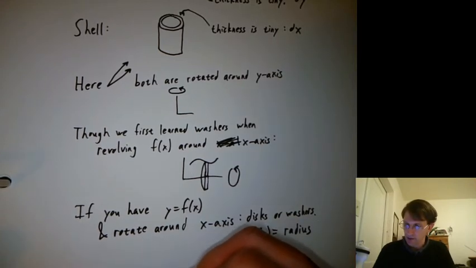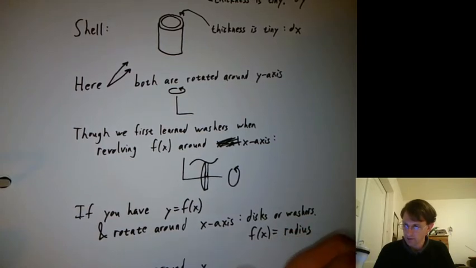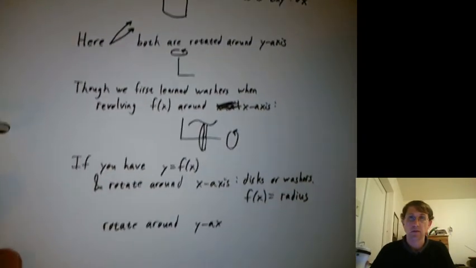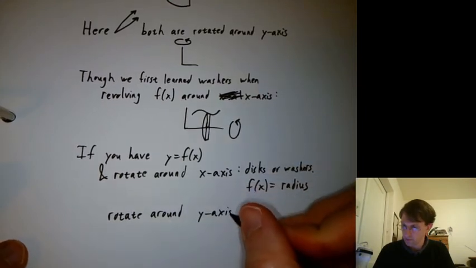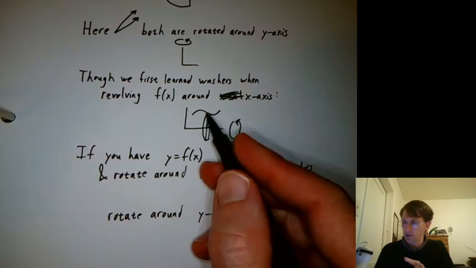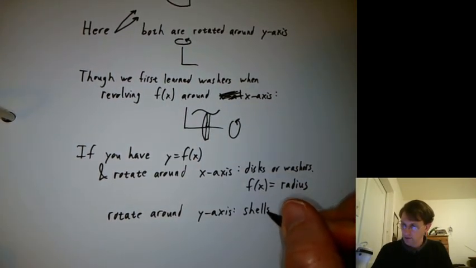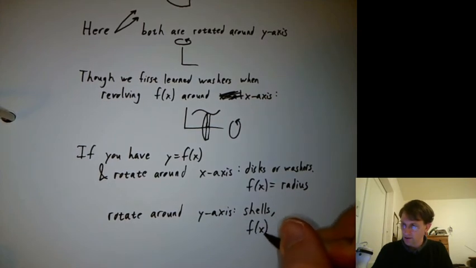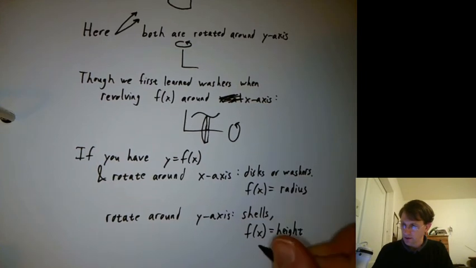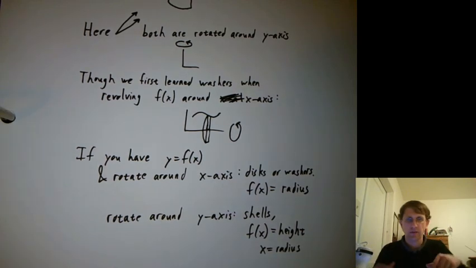If you rotate around the y-axis, then you're going to use shells. You're taking this function and moving it around that way. And there, f of x is the height of the shell, and x is the radius. All right, so maybe that helps get things firmer in your mind.